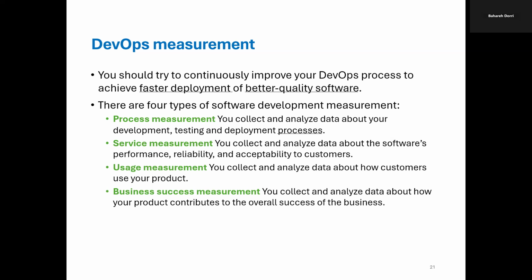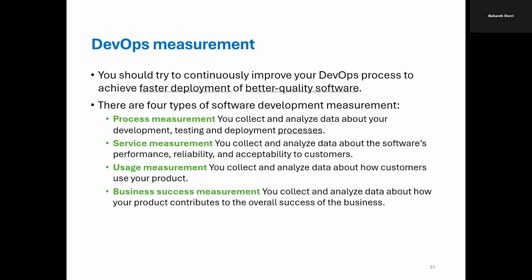Third is usage measurement. Here you are tracking how people are actually interacting with your application, which features are used the most, where do users drop off. This is key for prioritizing development. It helps you focus on what users truly care about.